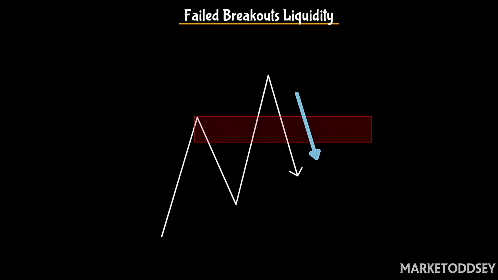That's a failed breakout in action. Here's how it plays out. The market tests a critical level, and just as traders expect a breakout, it gets rejected. This rejection isn't random. It's purposely engineered to trigger a cascade of stop losses.